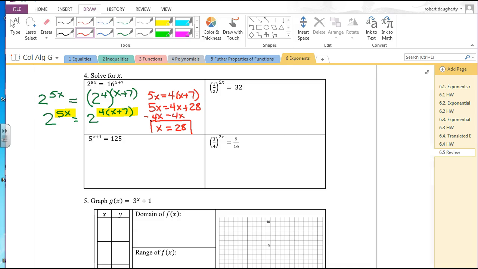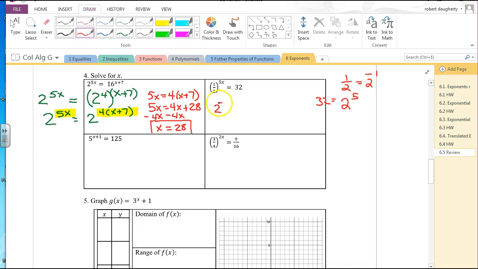Okay, the next one going across to the right, (1/2)^(5x) = 32. Over time, these numbers start to run together and you'll start to see patterns of which numbers I'm picking. If I look at 1/2, you have to be able to recognize 1/2 is 2 to the negative 1. It is a power of 2. And 32 is 2 to the 5th. So I can write this equation in terms of powers of 2.